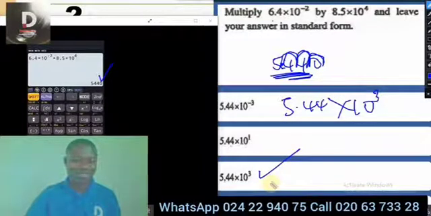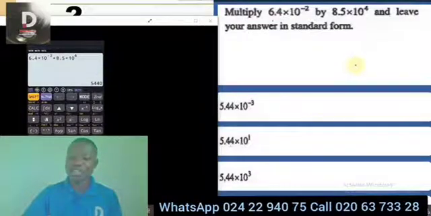Is it clear? So clear. Alright, so that is how beautiful it is.